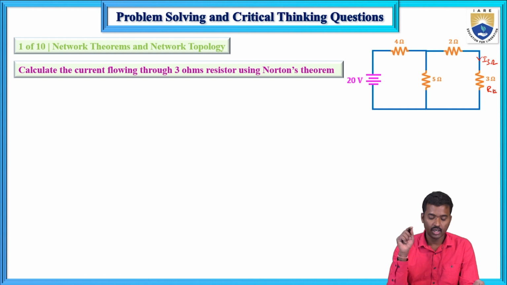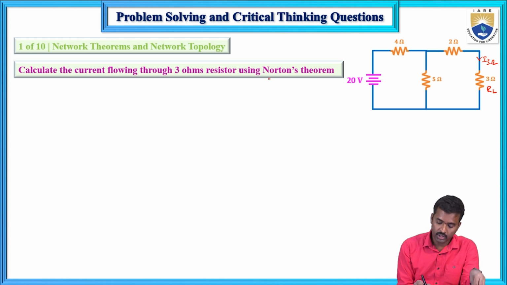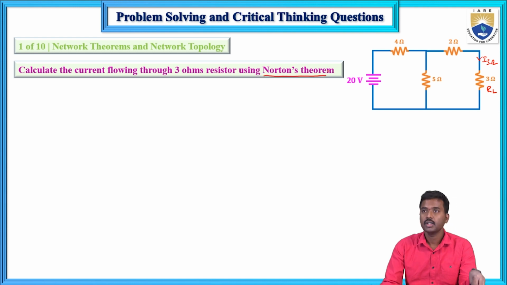To calculate the current flowing through the 3 ohms resistor, we have different techniques: mesh analysis, nodal analysis, Thevenin's theorem, Norton's theorem, and the reciprocity theorem also. But in this question, they have particularly mentioned Norton's theorem. So here we have a total of 4 to 5 steps, and you have to follow the steps.